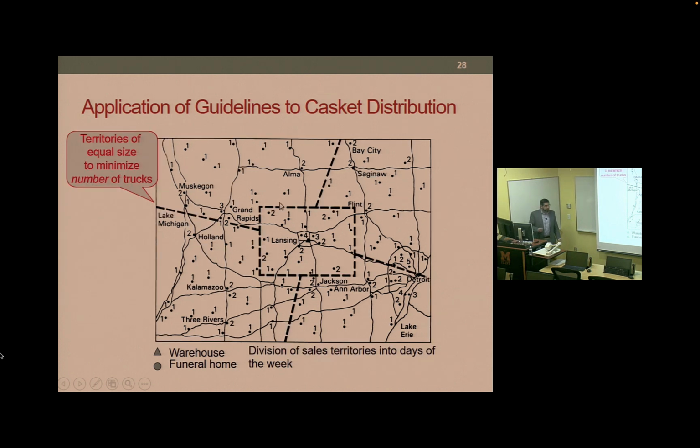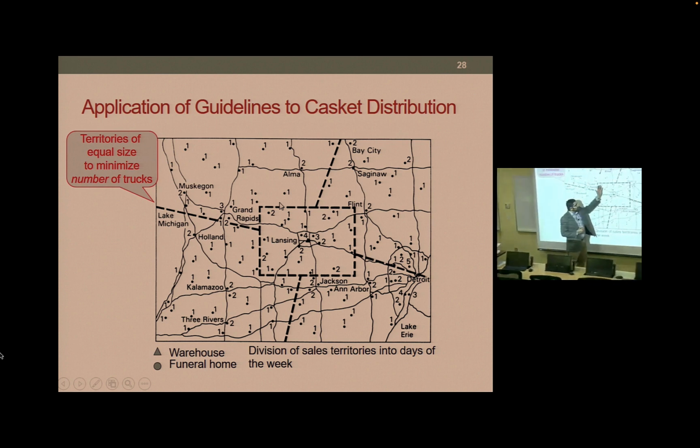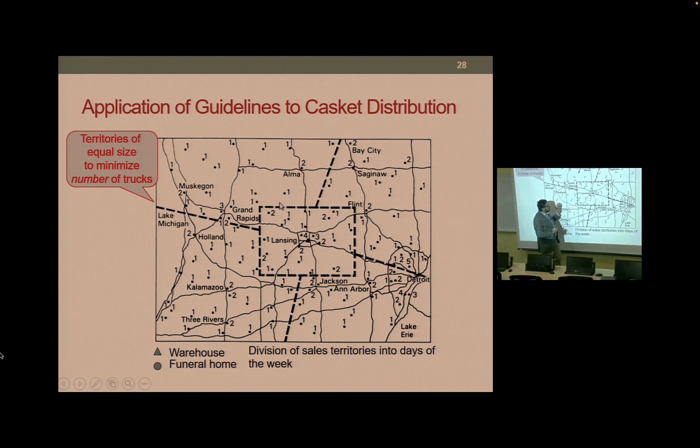Okay, so this is one way to split it into 5 regions. Okay, so we have 1 box around our warehouse.